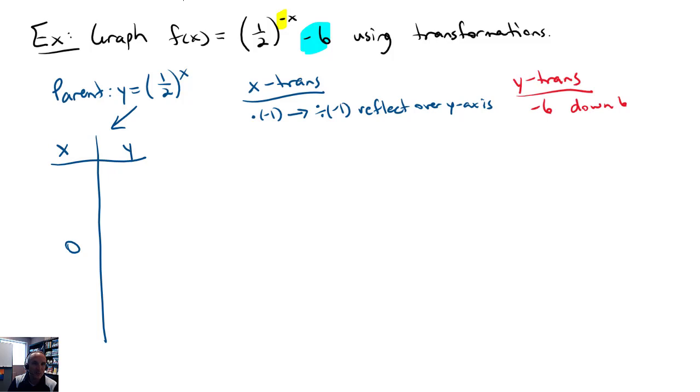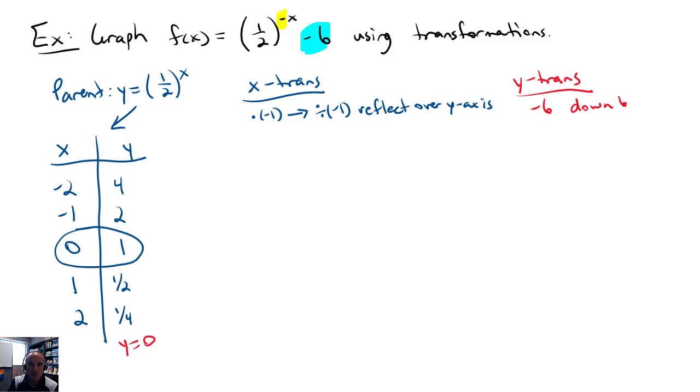When x is 0, y is 1, of course it is, and we know that we'll have an asymptote at y equals 0. Put that in the y column. And then I'll plug in +1 for x, which gives me 1/2 to the first, so y is 1/2. Plug in +2 for x, 1/2 to the second power is 1/4. Then we'll plug in -1 and get the reciprocal 2, and -2 and get the reciprocal 4. Now we can apply our transformations.